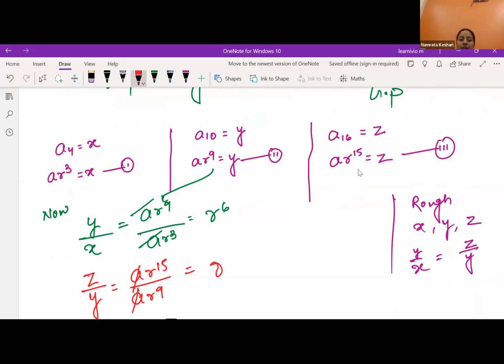Now, can we say that y by x is same as z by y? Hence, x, y, z are in AP. I mean, sorry, my bad. It's in GP. Yes.